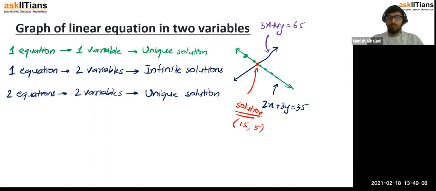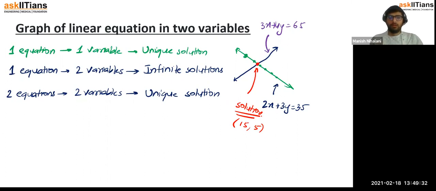Right. Now after plotting those two lines we observe that these lines will intersect somewhere. Right. Wherever they meet, that is our solution, and that solution is called the point of intersection. That solution is the x coordinate and y coordinate.